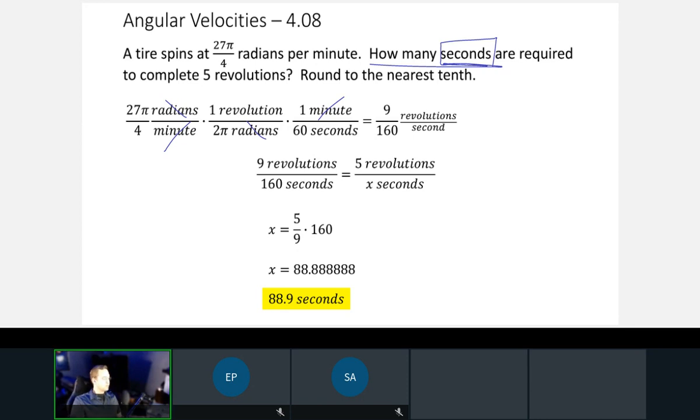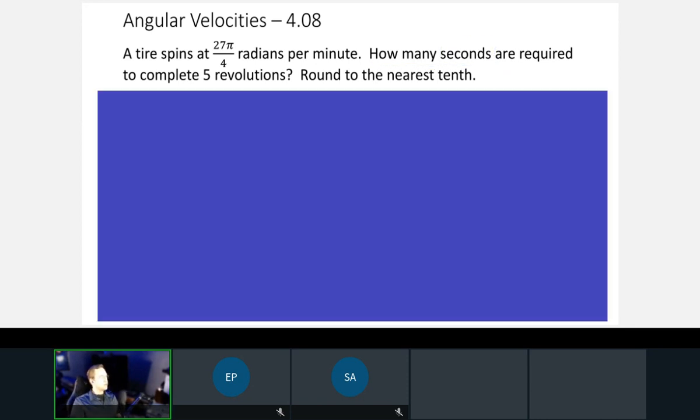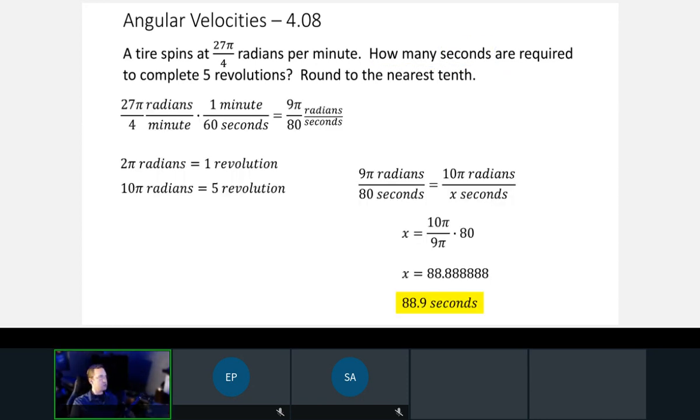All right. On this next page here, I do the same problem. I'm just going to show the work. I did it a little differently. I solved this problem by converting my radians per minute to radians per second. And then I used this: 2 pi radians equal one revolution. We know that. Multiply both sides by 5. So 5 revolutions is equal to 10 pi radians. That makes sense.